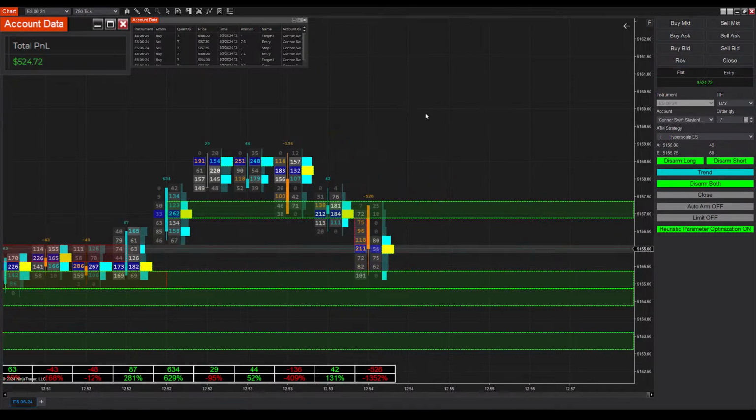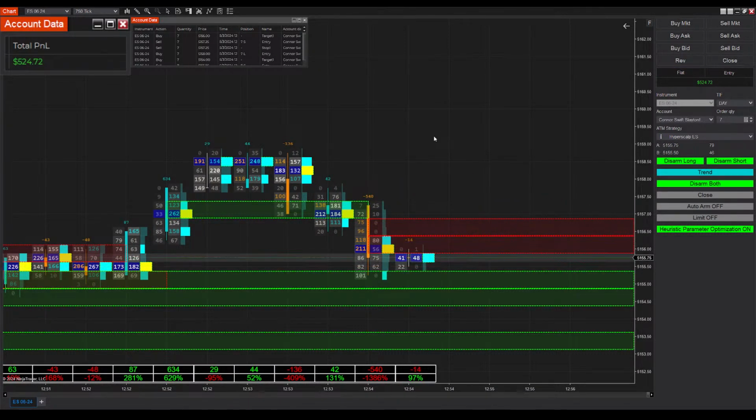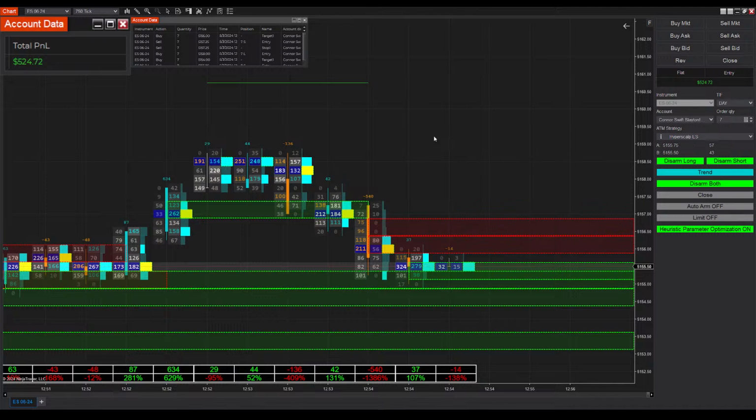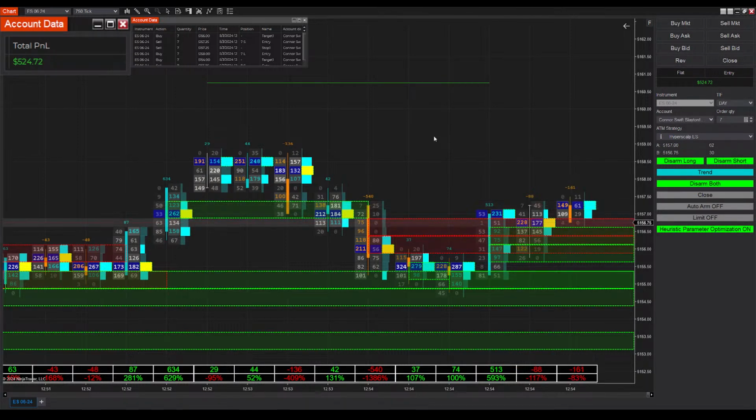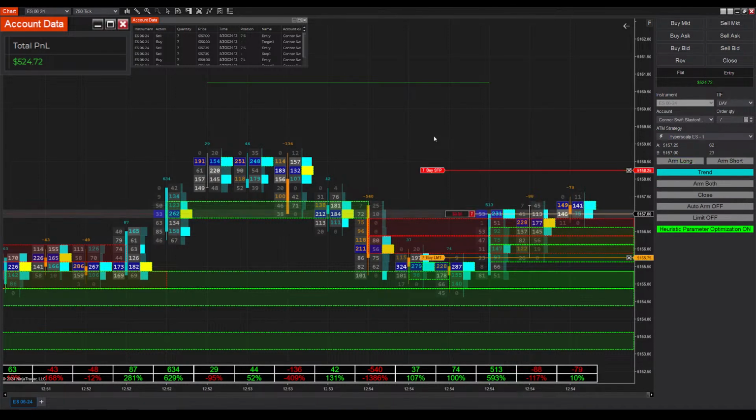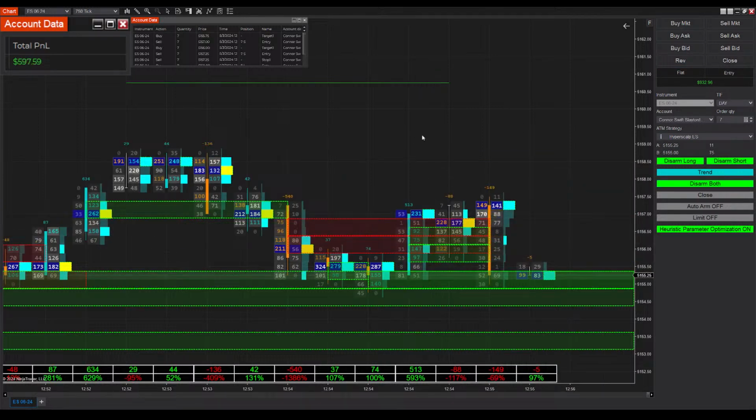There we go. Just got filled. End up winning that one pretty quickly. Up to 524 now. There we go. Just got filled again. This one's a short trade. End up winning that one pretty quickly.